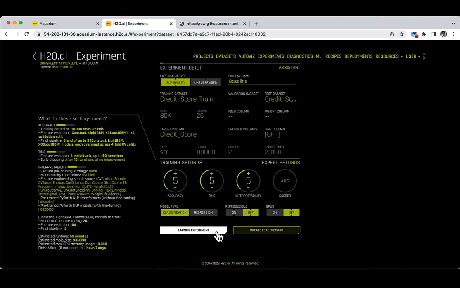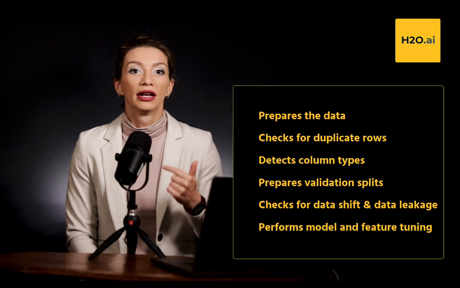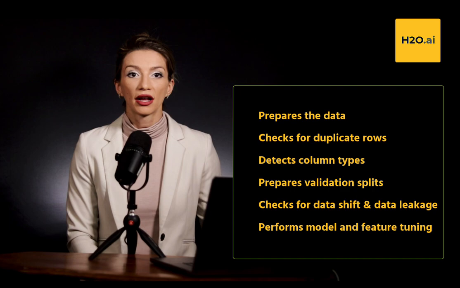Now, the game is on. Driverless AI starts going through different stages to output the best pipeline for our dataset. In the background, the platform does a lot of things. It prepares the data, checks for duplicate rows, detects column types, prepares validation splits, checks for data shift and data leakage, performs model and feature tuning, and much, much more.